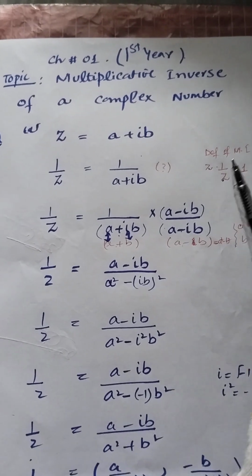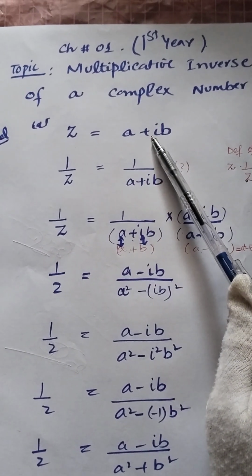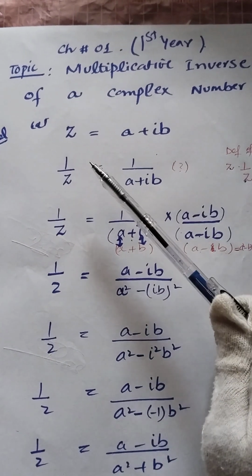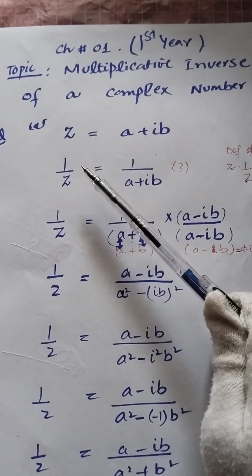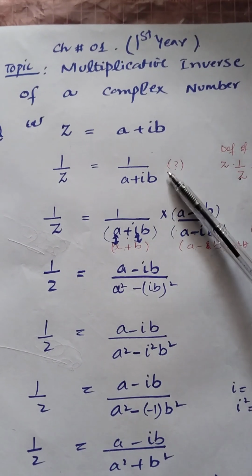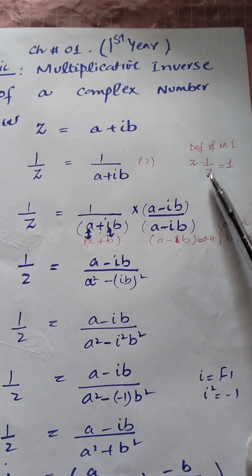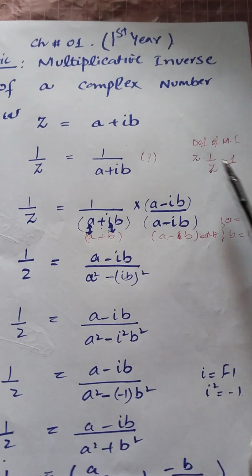Topic is multiplicative inverse of a complex number. Let Z is equal to A plus iota B is a complex number. Then the multiplicative inverse is 1 over Z, which is equal to 1 upon A plus iota B, because the definition of multiplicative inverse is Z dot 1 over Z, which is equal to 1.